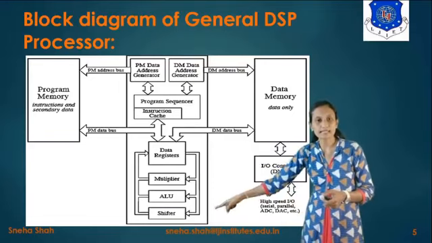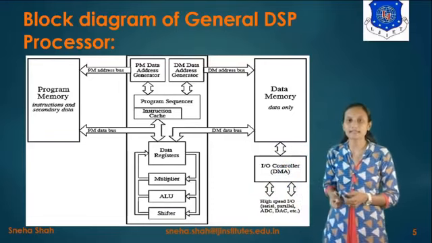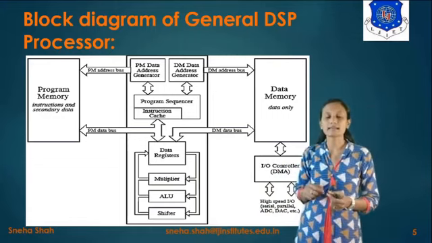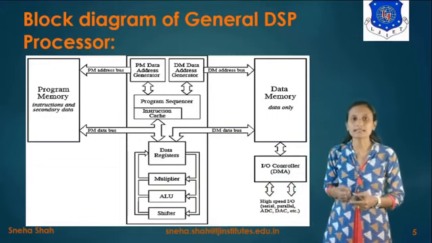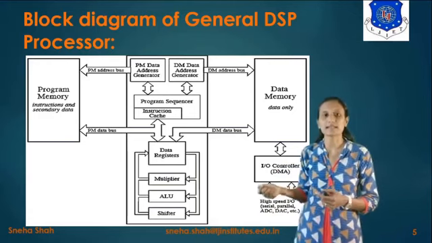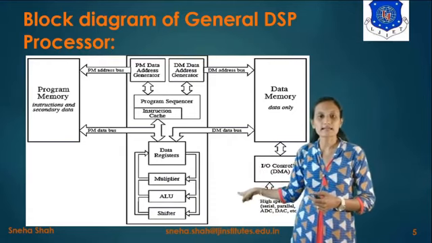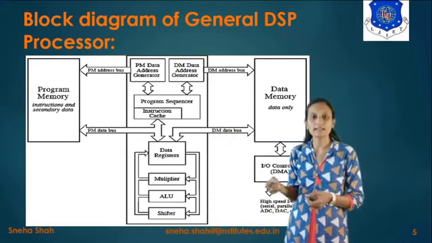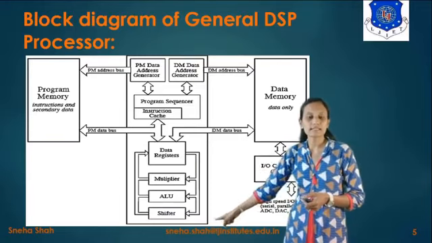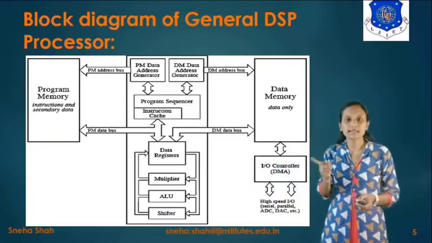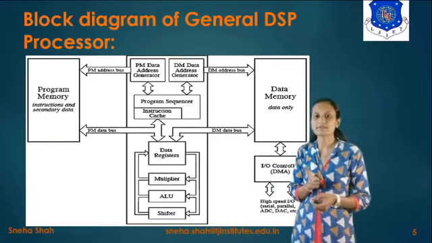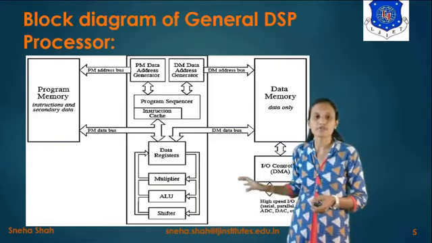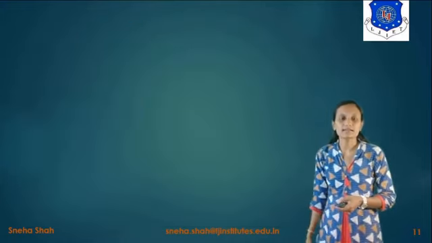Then the next block is the ALU. ALU means arithmetic and logic unit. In the arithmetic operation we will be doing addition, subtraction, multiplication and so on, and in the logical operation we will be doing ANDing, ORing and so on. The next block is the shifter. In the shifter we can shift the data to the right or to the left. So for this we will be using the barrel shifter.